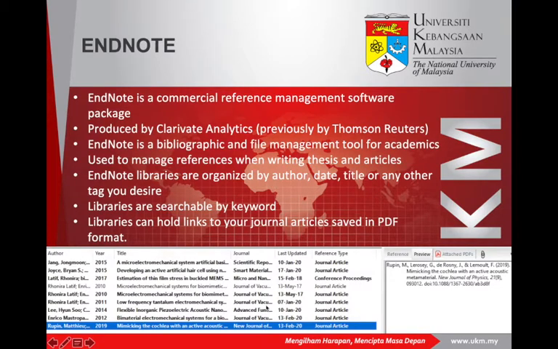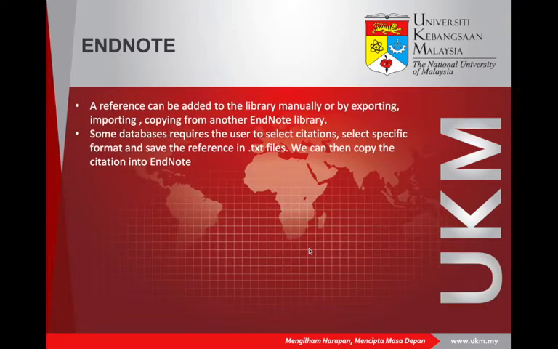Libraries are searchable by keywords, and the library can also hold links to your journal articles saved in PDF format. So if you can see, this is one journal article. If you click on it, you can see the reference. The reference style will be here, and you can attach the PDF file of the journal article. You can add a reference to the EndNote library manually, or by exporting, importing, or copying from another EndNote library.